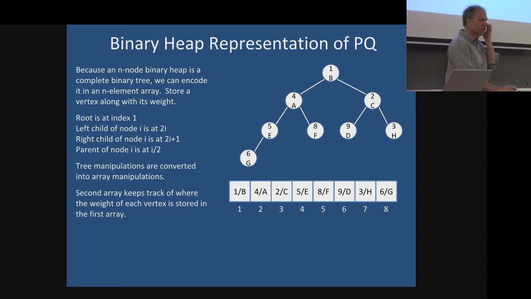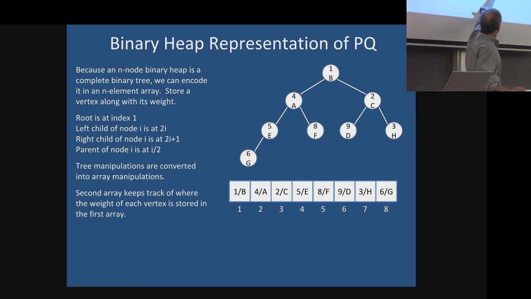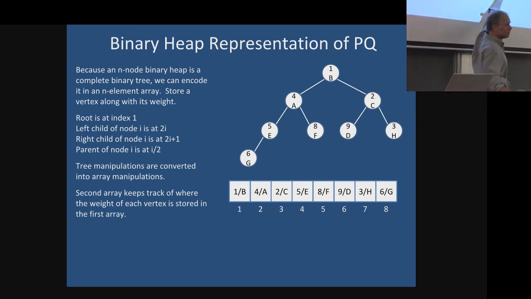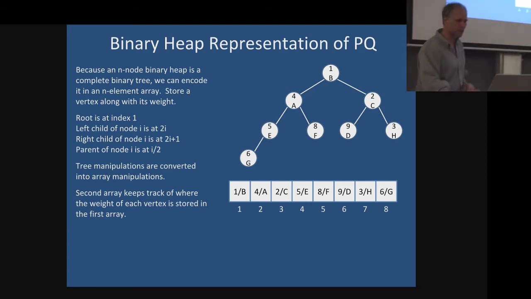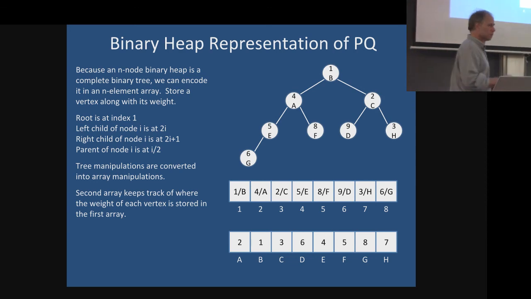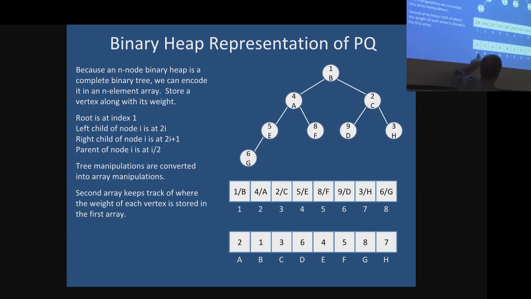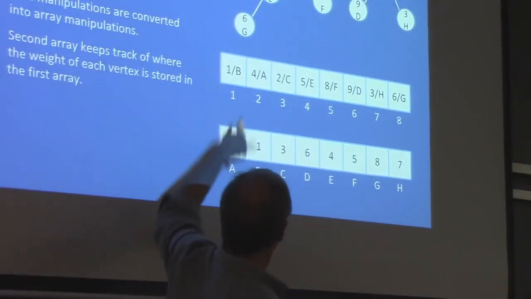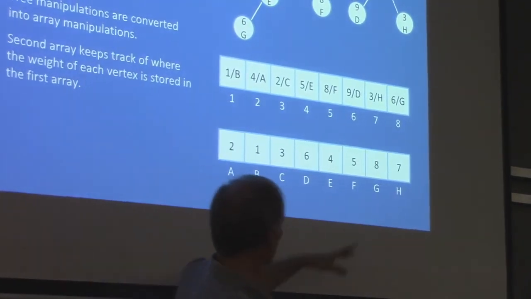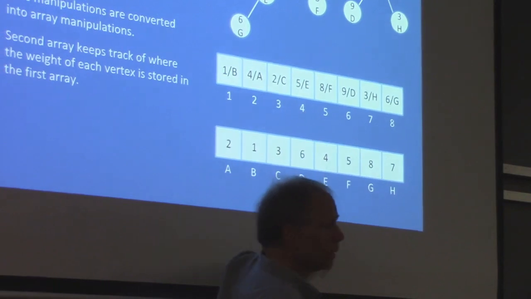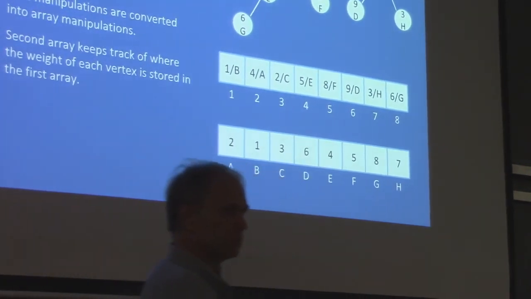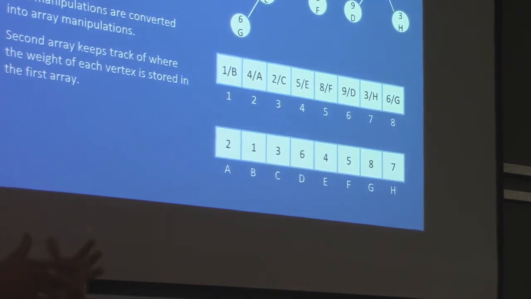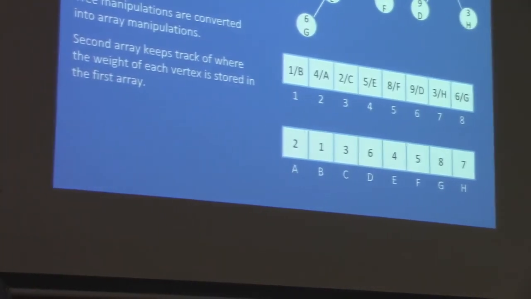Of E, rather. We want to change the weight of E. So we have to be able to quickly find E, which is here, and change its weight. So what we can add is a second array, indexed by vertex name, that contains the index in the heap array where that vertex is stored. So if we want to find E, it's at index 4. If we want to find F, it's at index 5. That's what makes it so we can quickly go find what we're looking for.